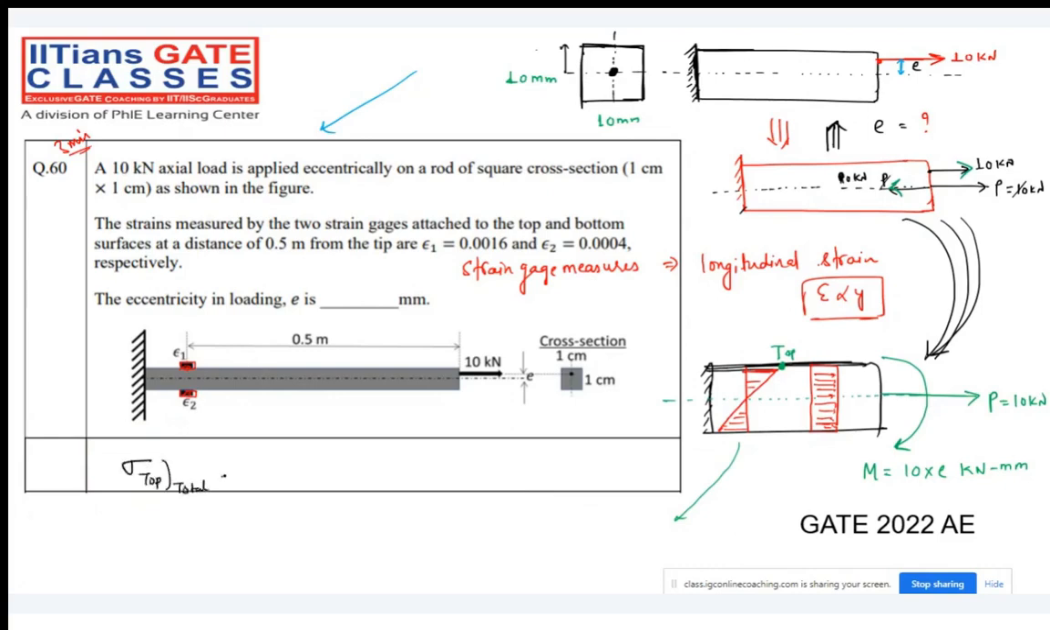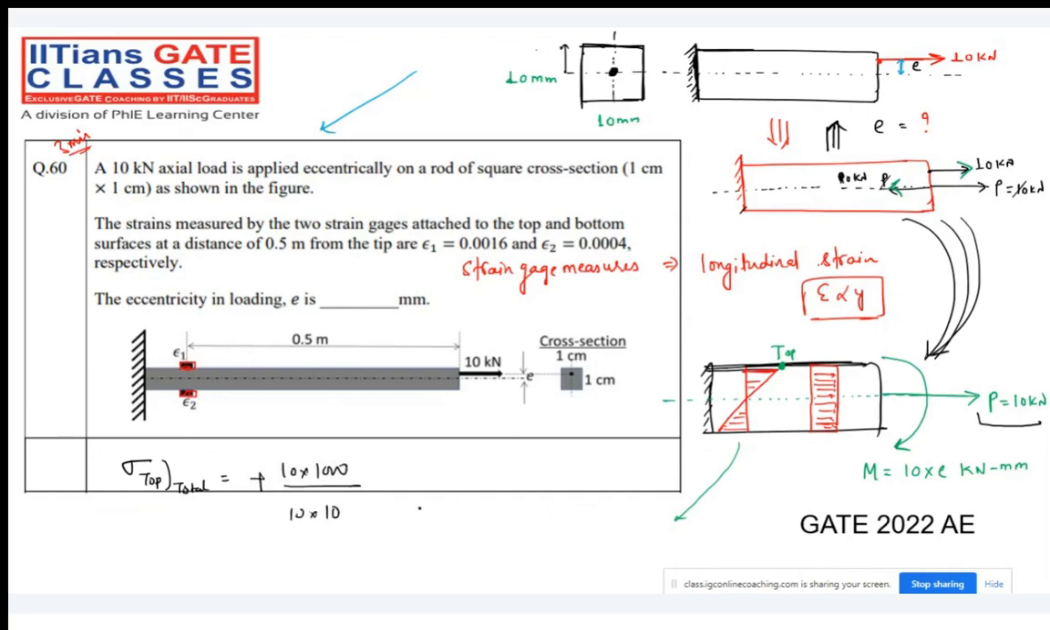Because of the axial force, it is getting subjected to tensile stress or compressive stress. Tell me, guys. Because of the normal force passing through the centroid of the cross section, it would produce tensile stress. I should write plus 10 into 1000 divided by area. What should be the area? 10 into 10.